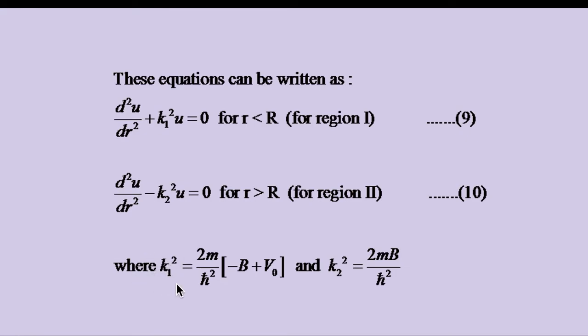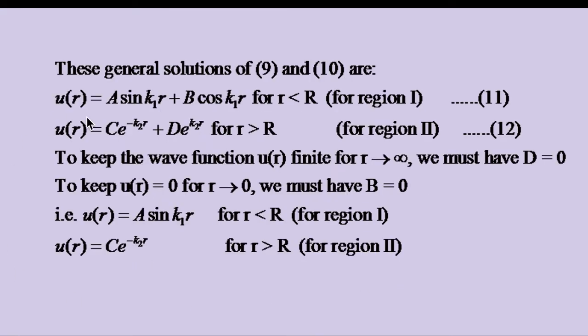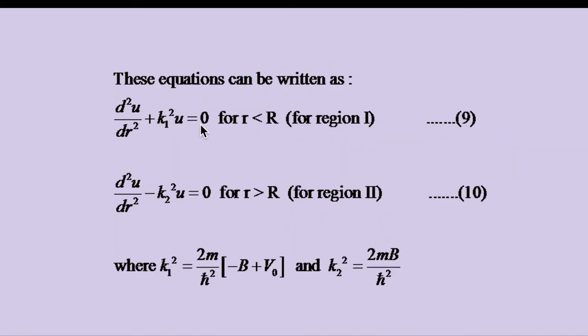That means our k1 square is 2m by h cross square minus b plus v0, and k2 square is 2mb by h cross square. These are the general solutions of equations 9 and 10. So this is equation number 9.